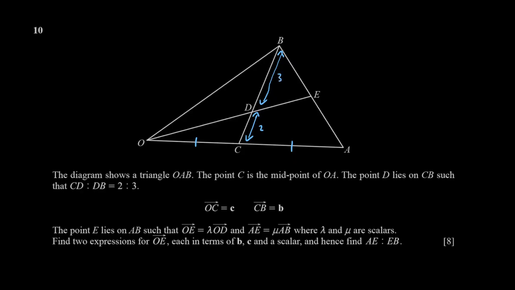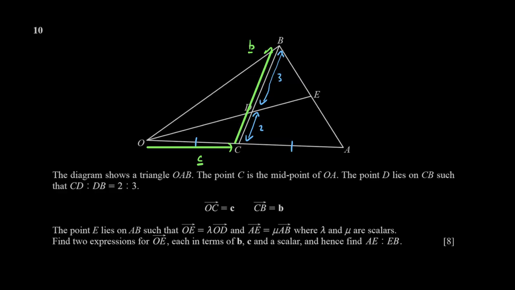We're told that the vector OC is C, so I think I'll label that on as well. OC is this thing here. I'll call that the vector C. And we've got C to B is the vector B, so I'm also going to label that on. C to B is that thing there. I'll call that thing B, and put a line underneath it so we know it's a vector.